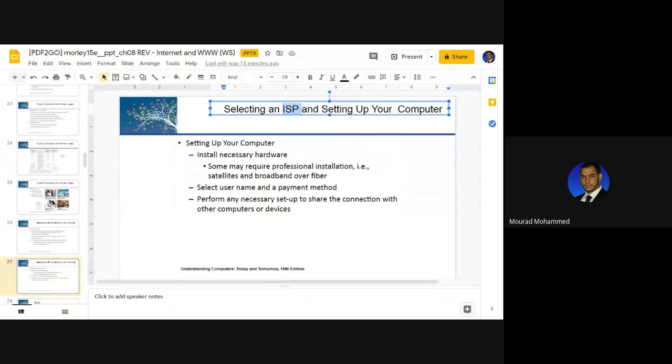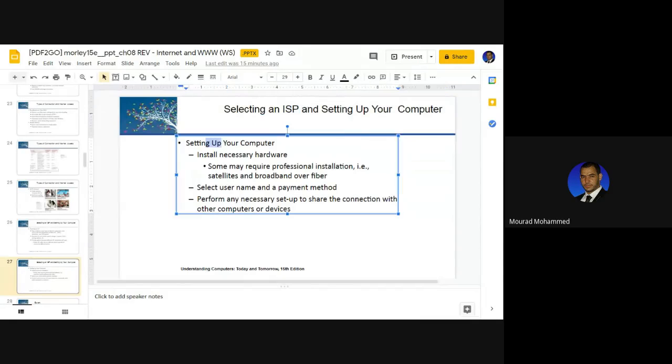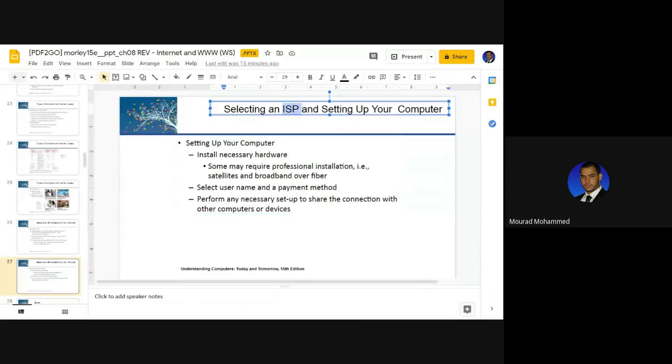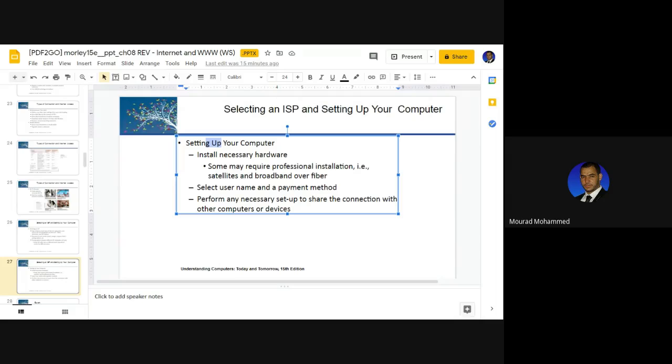The internet service provider will give you access, but to access you have to configure your device to access. The access right you have, but you have to just finish the setup of your device.